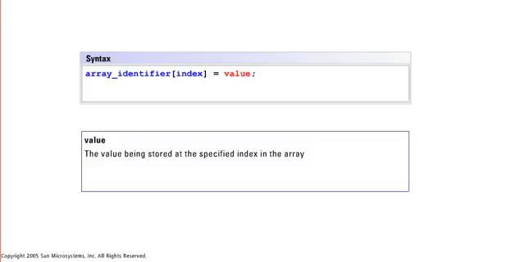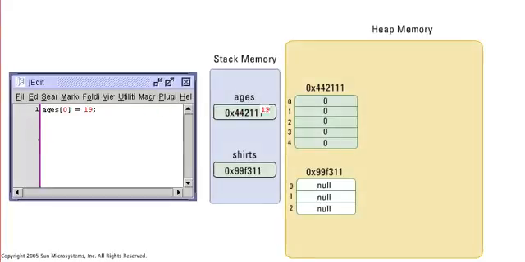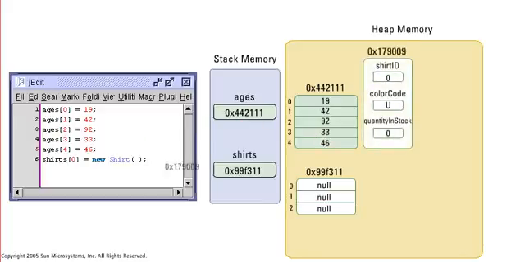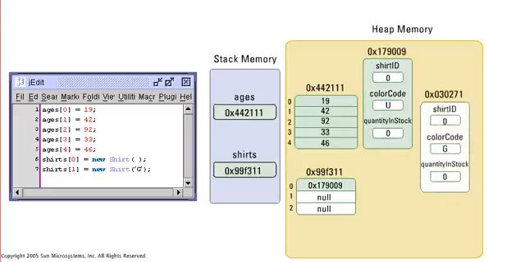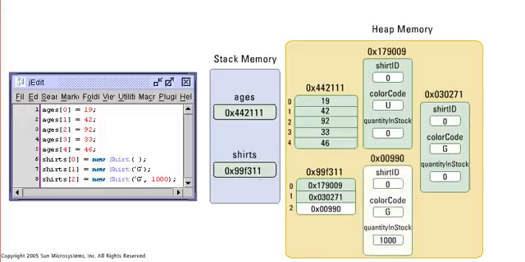And then we give it the equal sign and the value we wish to store at that index position in the array. Other than that, it works exactly like any other variable would. So let's go ahead and take a look at a couple of examples of storing values in an array. The first array we're going to store values in is the ages array, which holds integer primitives. As you can see from our animation, we're storing the value 19 in index position 0, the value 42 in index position 1, and so on. Each value for the primitive is stored in the index position.